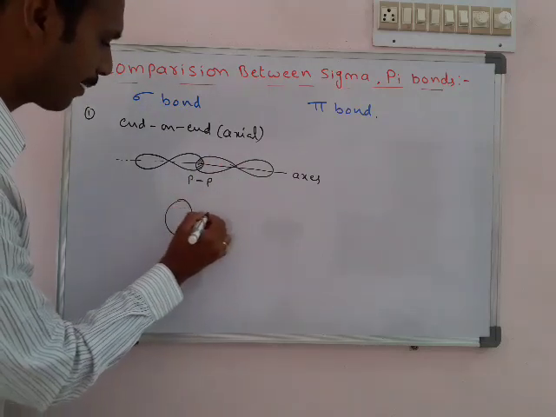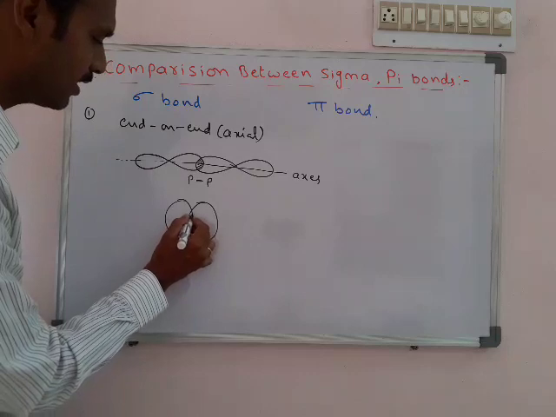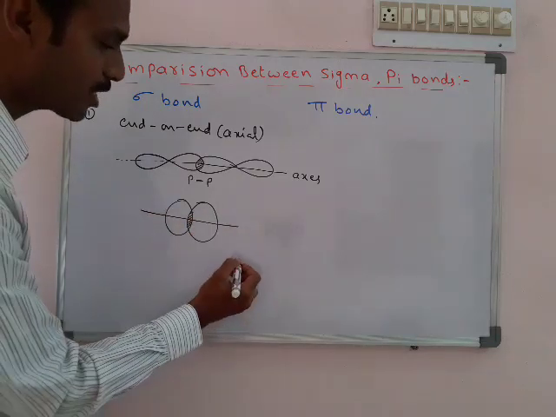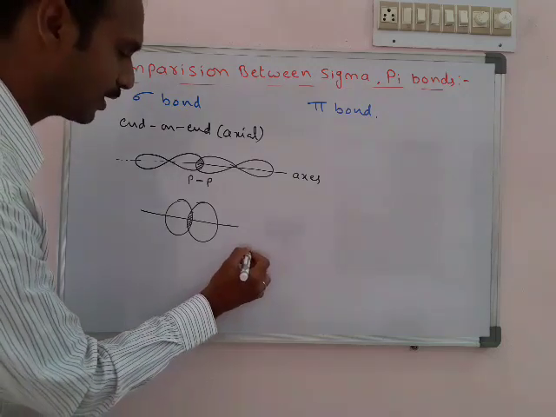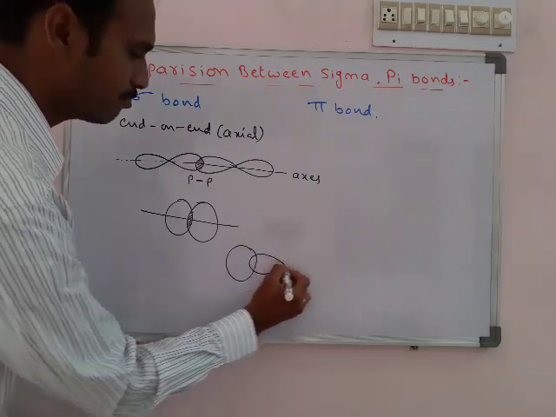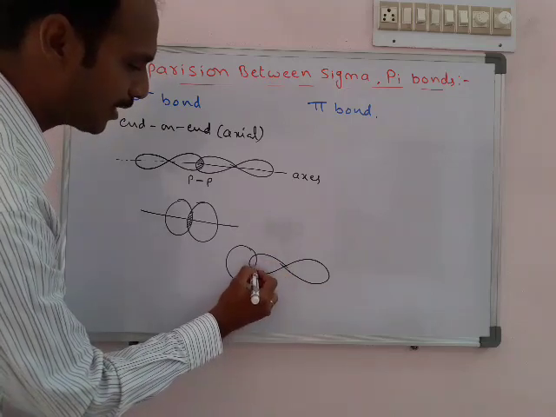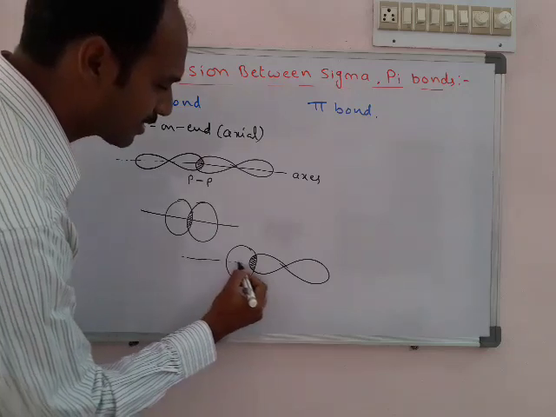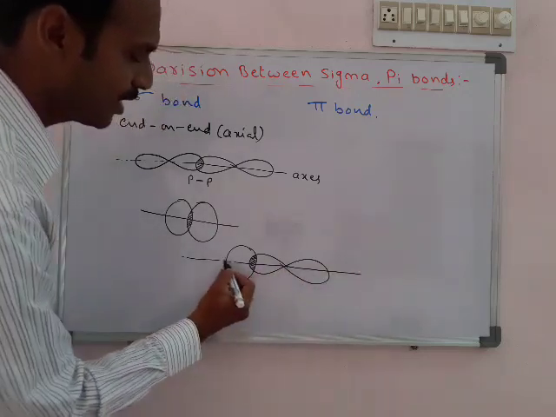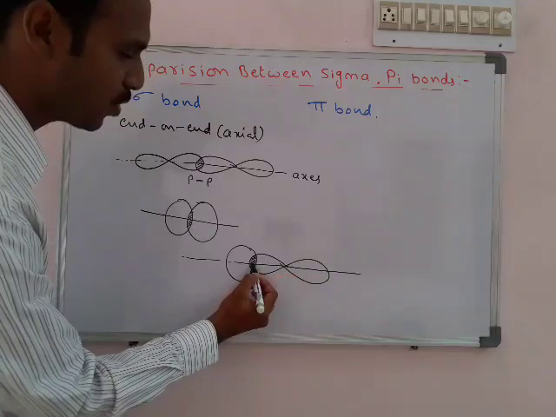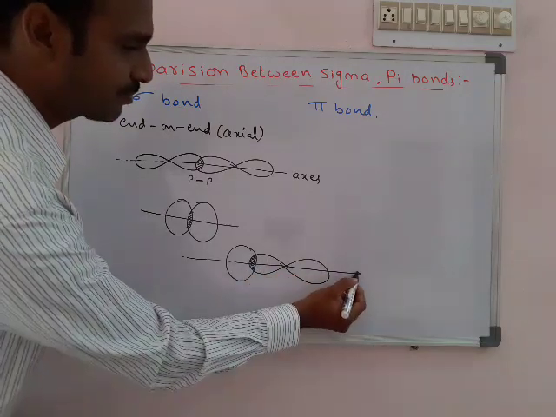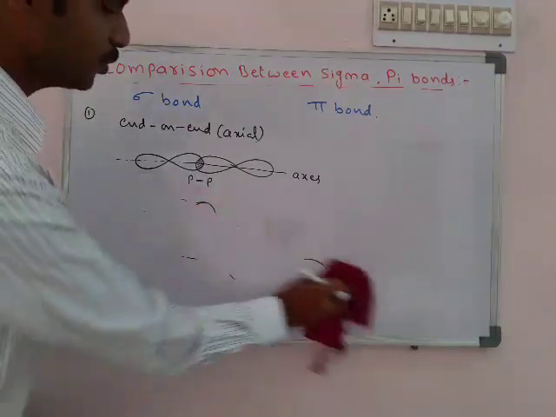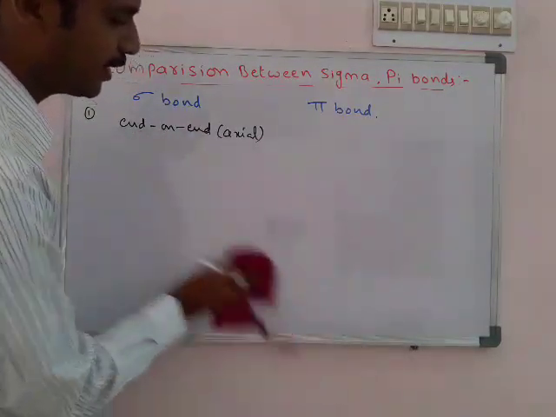Say ss overlapping. Since it is a spherical shape, there is no specific direction. It is also possible to have sp overlapping. The electrons in the overlapped part, this overlapping is parallel to this axis. So this is called end-on-end overlapping.